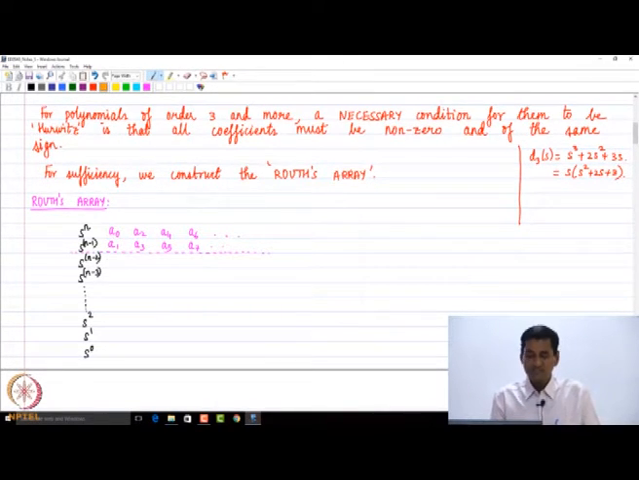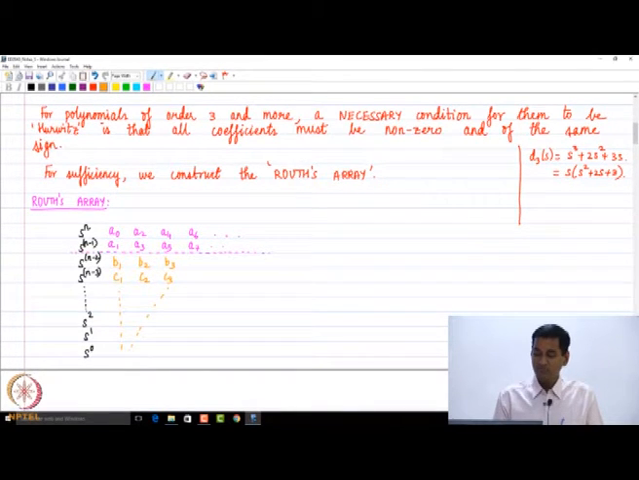Then I start calculating coefficients like b1, b2, b3, c1, c2, c3, like that. Then I keep on filling in the coefficients of the routes array. Now the question is, how do I fill these coefficients, the b's and c's? So let's come to b1.